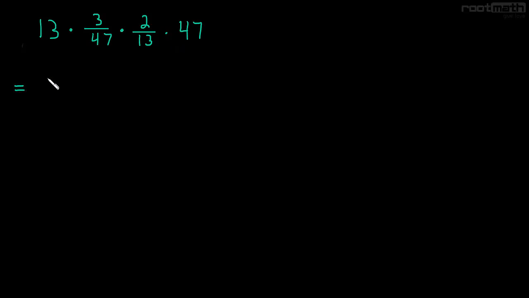So since multiplication is commutative, something we've already learned, we can rearrange this any way we want. So we'll rearrange it this way. Let's put the 13s together and the 47s together. Also, multiplication is associative, which means we can group it any way we want. So let's not only put them next to each other, but let's actually group them.